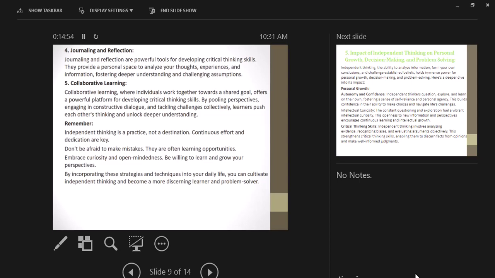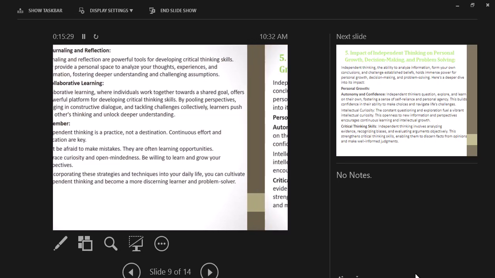The fifth one is collaborative learning. It is the same idea as the other techniques. Collaboration, where individuals work together toward a shared goal, offers a powerful platform for developing critical thinking. And at the end, I want you to remember that critical thinking is a life journey that you have to develop throughout your time in order to be a good independent thinker.